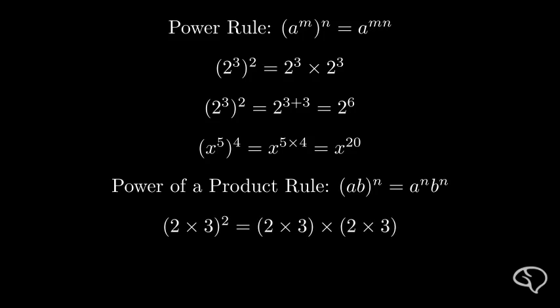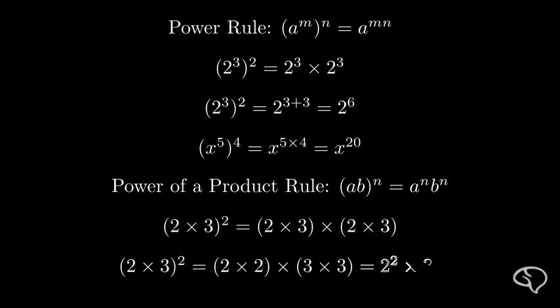Because multiplication is commutative, we can rearrange the terms. We can group the 2's together and the 3's together. This gives us 2 squared times 3 squared. This shows that we can distribute the exponent to each factor. Let's try a more complex example.